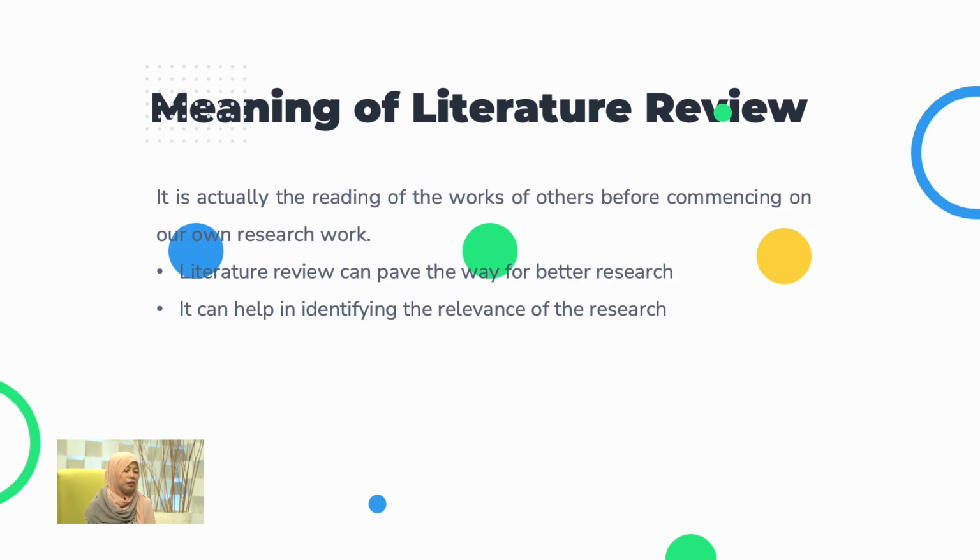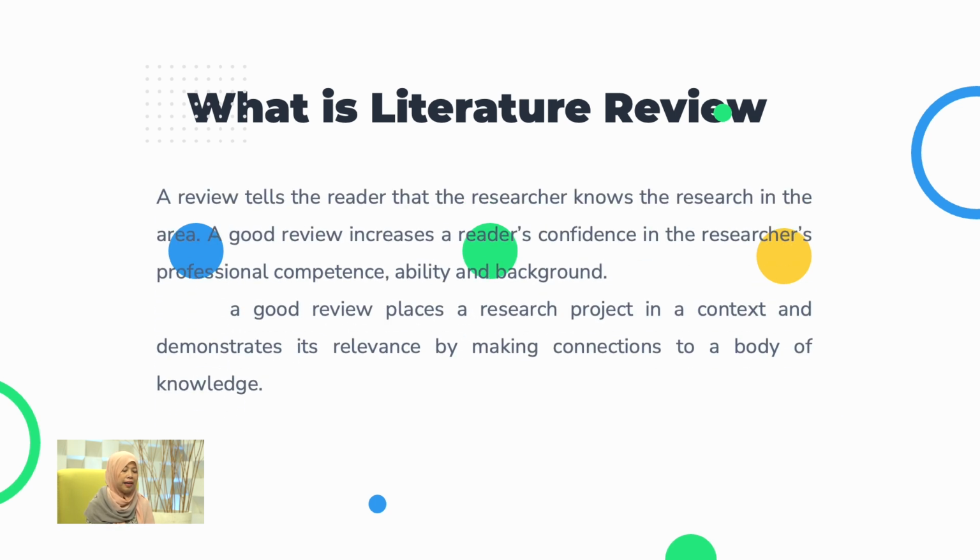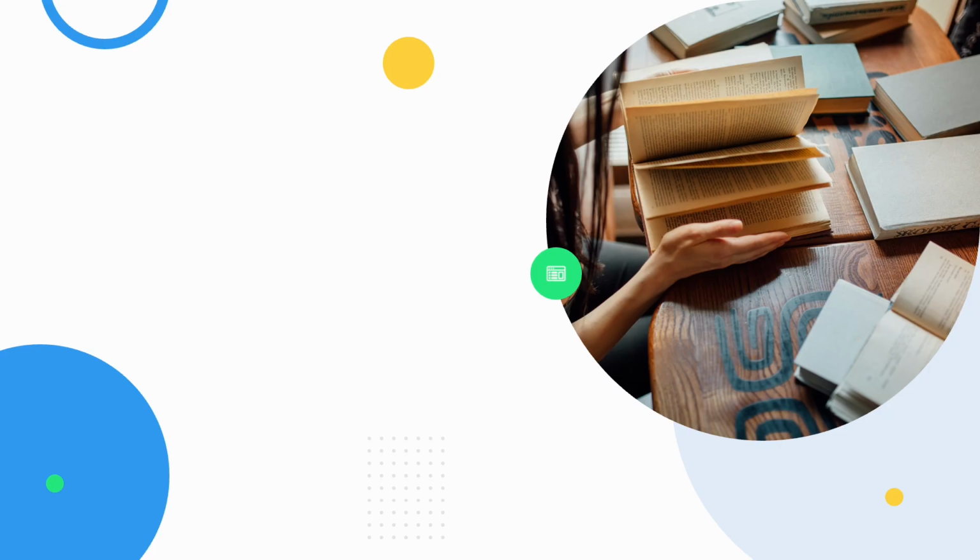It means the readings or the works that have been done by other scholars or researchers, and it gives you a pathway, a direction to a better research, and it can help identify what is relevant to your research. Okay, next we look at the literature review, which shows that the researcher knows the research in the area. A good review will increase the reader's confidence in the researcher's professional competence, ability and background. Okay, next, look at the importance of literature review. Actually, it can give you some ideas of the research that you are going to embark on.